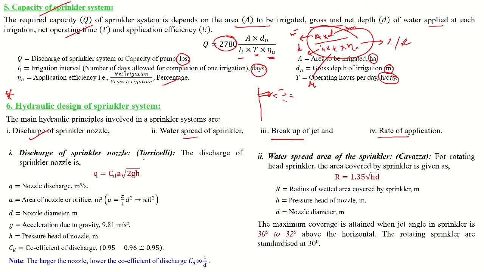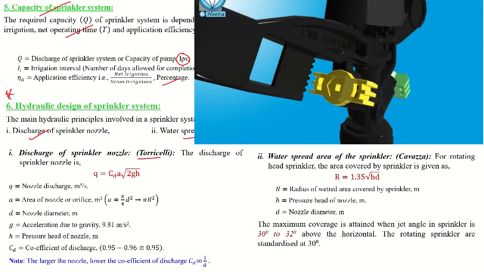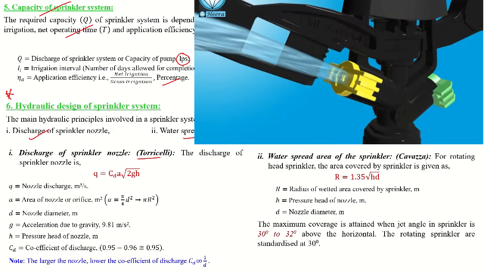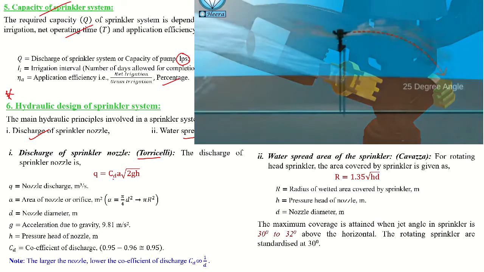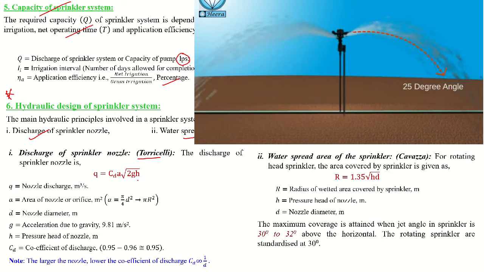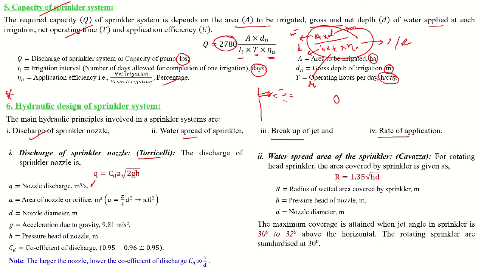So this formula is given by Torricelli. Discharge, like an orifice, it's a small hole. So that's why we'll use the orifice formula, that Q is equal to Cd A under root 2gH. The Q is the discharge from your sprinkler, C is the coefficient of discharge, so this coefficient of discharge for this sprinkler is high, and A is the area of the nozzle, or area of the orifice, from the diameter, and g is the acceleration due to gravity, H is the pressure head at the nozzle.